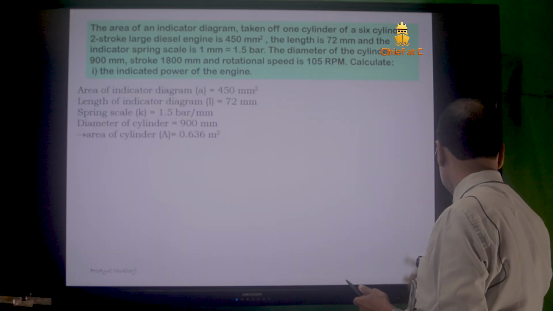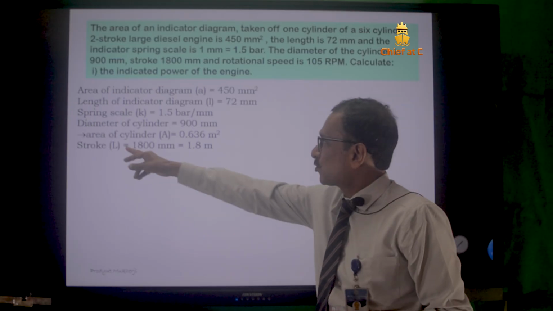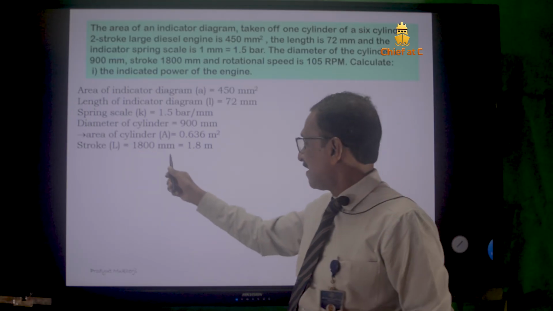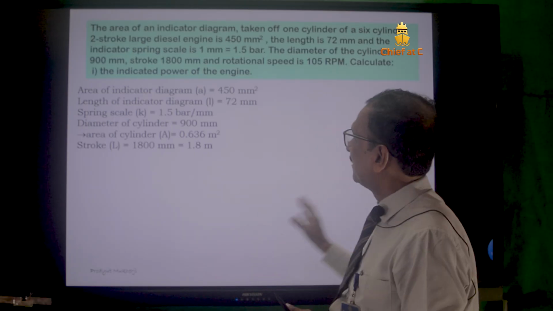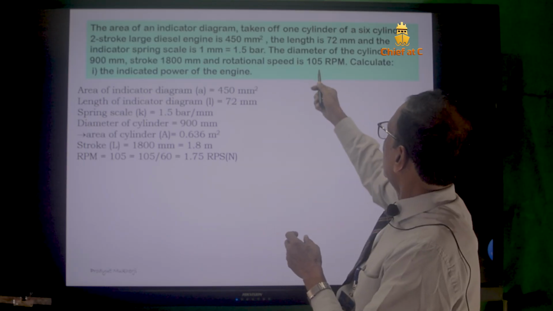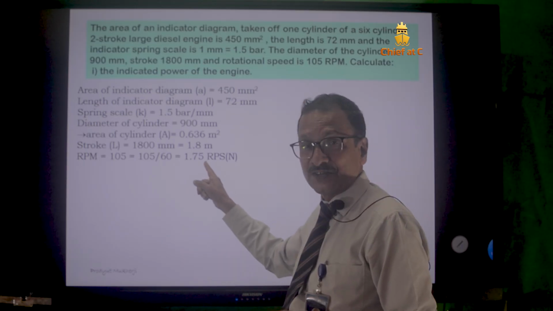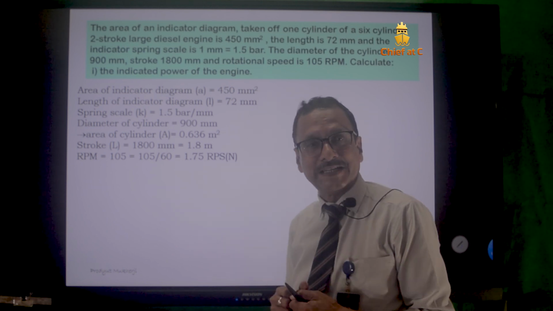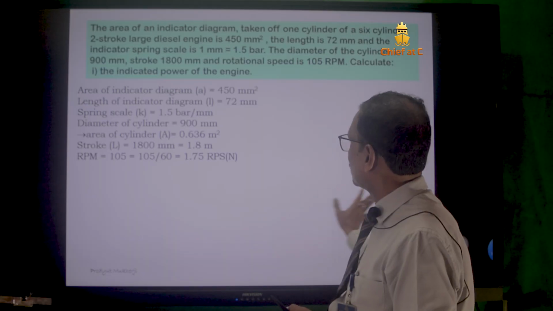0.636 meter square, that's the area of the cylinder. The stroke length of the cylinder is 1800 millimeter. We convert it into meters, 1.8 meters. And the RPM is given as 105. We will have to convert it into revolutions per second. We divide it by 60. We get 1.75 revolutions per second.